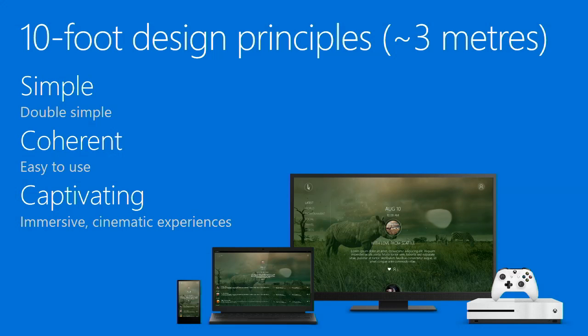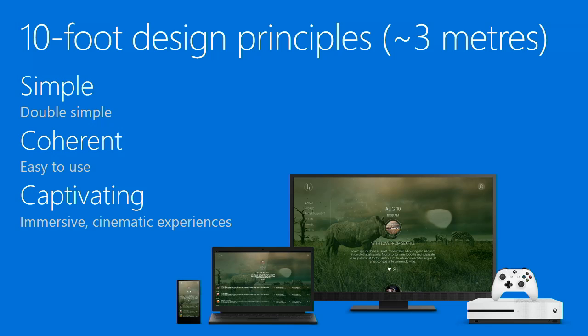All right, let's get into Xbox. So the Xbox and TV experience is commonly referred to as the 10-foot experience. It's about 3 meters, just. And these are the design principles specific for that experience. So you also have the UWP design principles, so like double design principles.